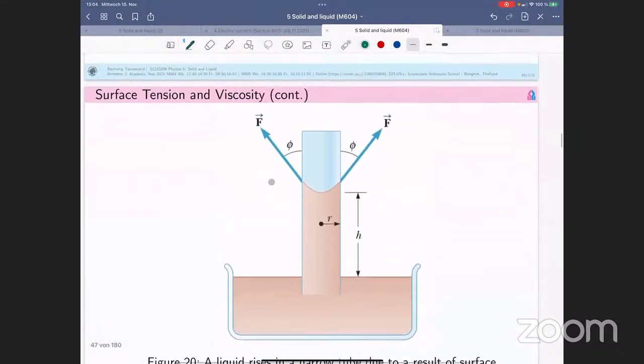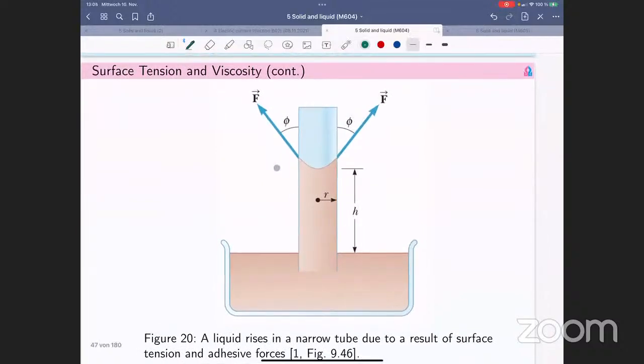Okay, that's the effect in nature, and I hope you completely understand the reason behind that phenomenon. In the water case, because the adhesive force is stronger than the cohesive force in the water molecule, there is a rising height for the water compared to the typical water level.